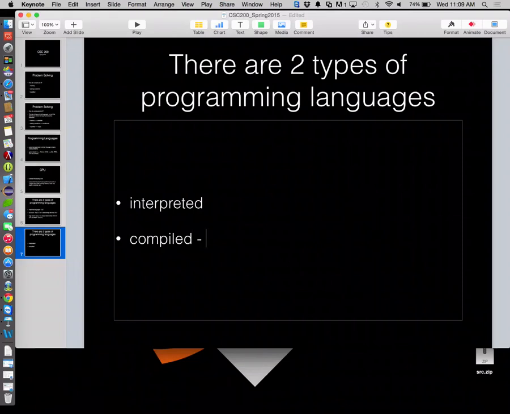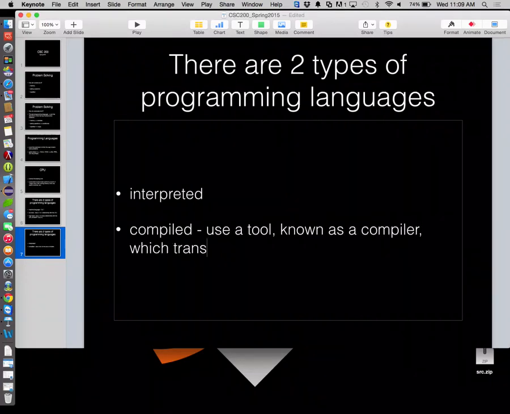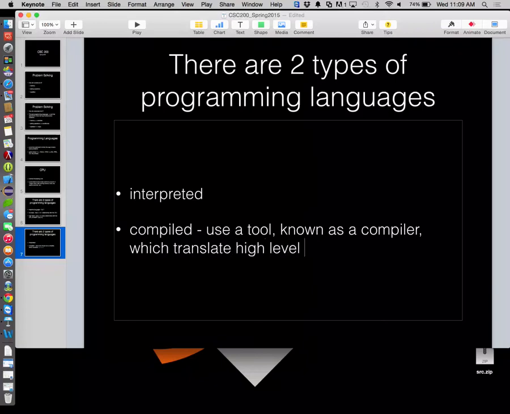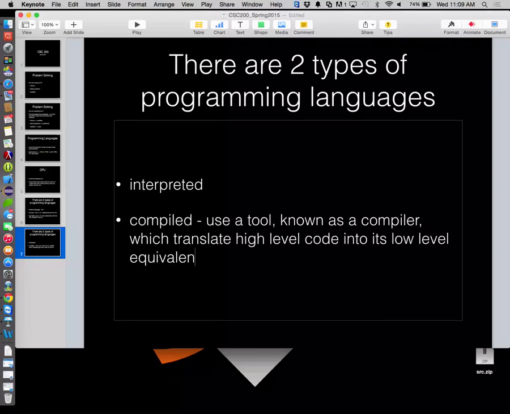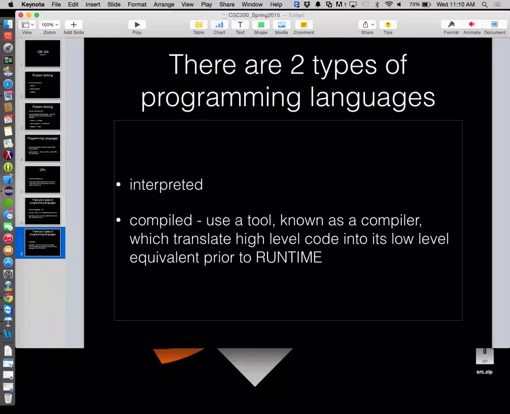All right, let's talk about compiled first. Okay, a compiled language uses a tool known as a compiler, which translates high-level code into its low-level equivalent. Okay, and maybe the kicker here is prior to runtime. Prior to runtime. So runtime being when you actually start the program, hit play, whatever. So before the program even starts running, this translation has occurred. Okay, so we want to think about compiled languages as being higher performance languages, faster.